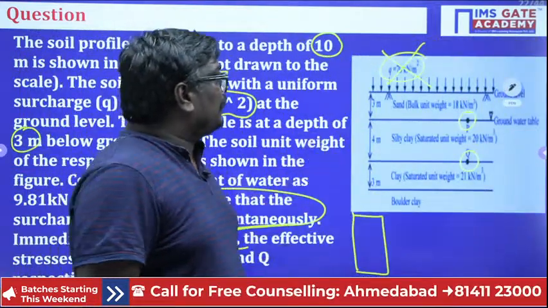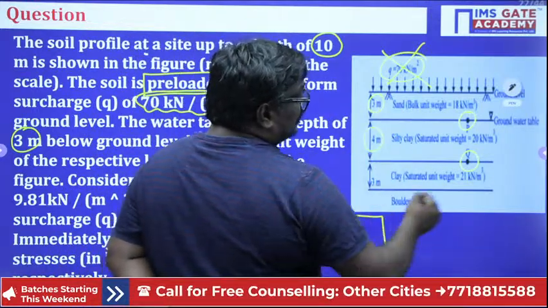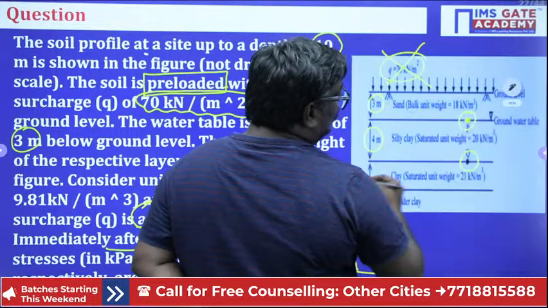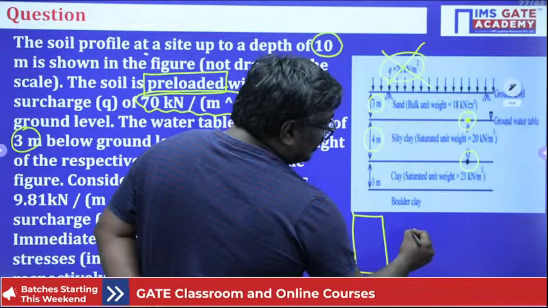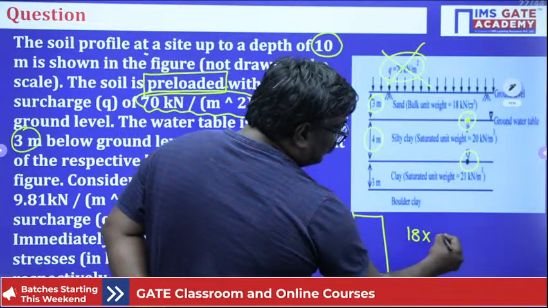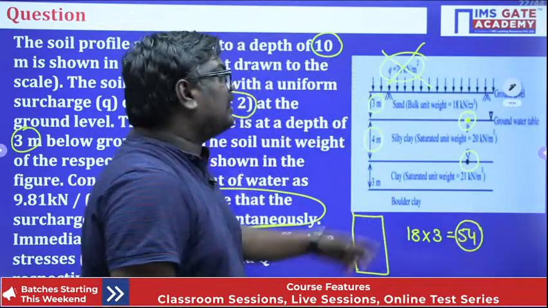So here you can write, suppose it is 3 meters and it is 4 meters. What is the unit weight at point P? It can be written clearly as 18 into 3. Are you following, Srujana? So at point P, 18 into 3, because there is no water table.